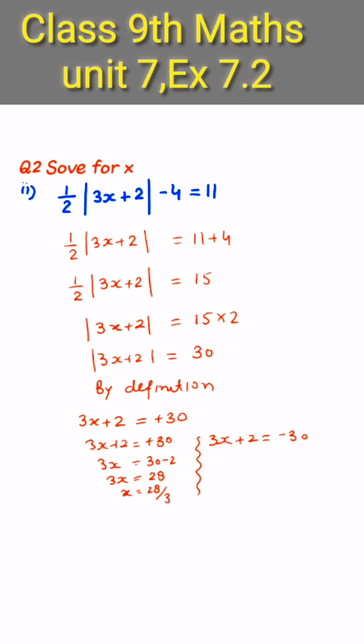28 by 3. Here 3x will be equal to minus 30 minus 2. 3x will be minus 32. So x will be equal to minus 32 divided by 3. So the solution set will be equal to minus 32 by 3 comma 28 by 3.